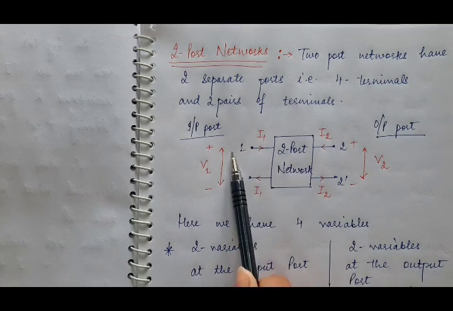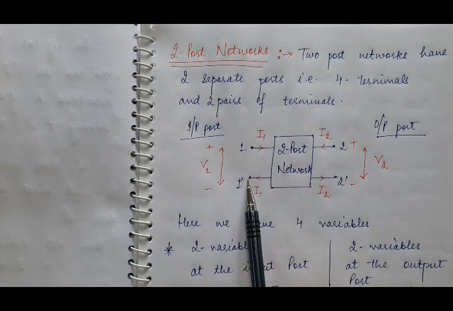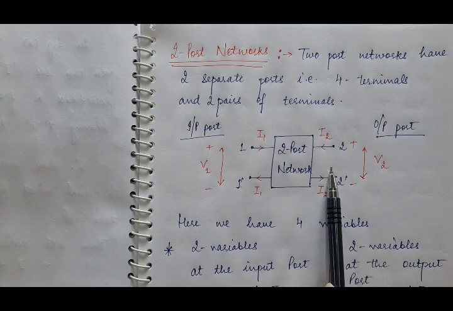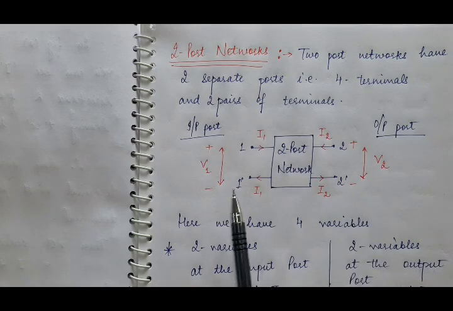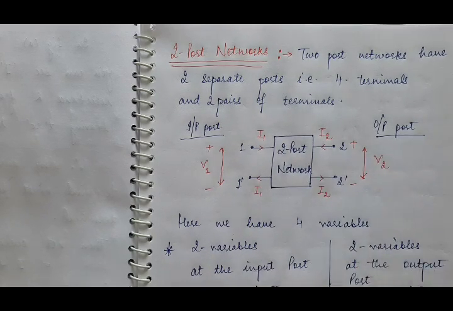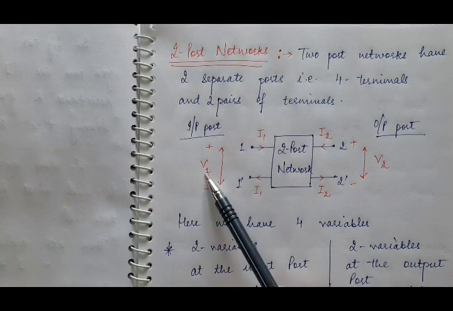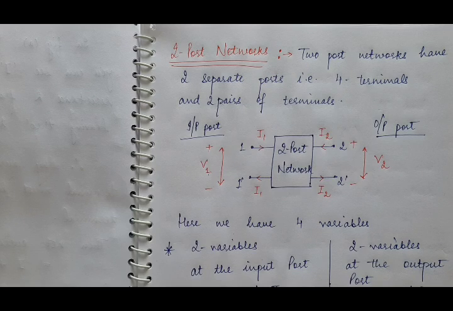And there will be voltage across this, and suppose V1 is the voltage across port 1 and 1 dash, and V2 is the voltage across the second port, that is between terminals 2 and 2 dash. So this is known as the input port and this is known as the output port. So in case of a two-port network, how many variables do we have? V1, I1, V2, I2. Means in case of two-port networks, we have a total of 4 variables.